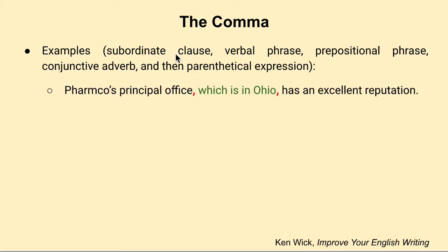So here's an example of a subordinate clause that's not essential. So we separate with commas. Farmco's principal office, which is in Ohio, has an excellent reputation. Now we'd probably know from the context where Farmco's principal office is. So therefore, this is the reason I say it's not essential. It's probably just added information that it's in Ohio. Therefore, we would separate it with commas.